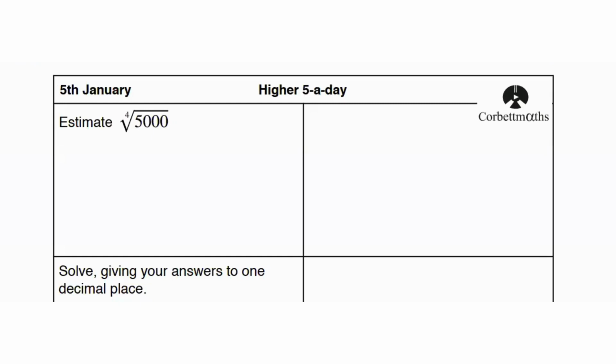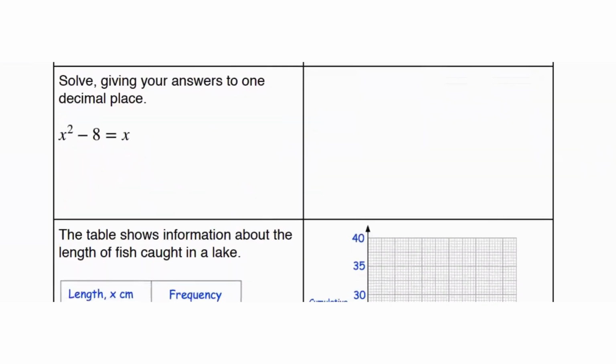The first question says estimate 5,000 to the power of 1 over 4. So 5,000 to the power of 1 over 4 is going to be 8.4. It's going to be somewhere between 8.3 and 8.5. Then it says solve, giving your answer to one decimal place.